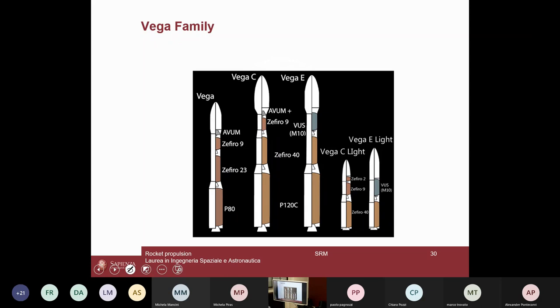And so in Vega we have, you see, the number of solid rocket motors that have been realized here, P80. Of course, it's not only Avio, but they are working together in a consortium called Europropulsion. And you have Zefiro 23, Zefiro 9, Yandere 20C, Zefiro 40.